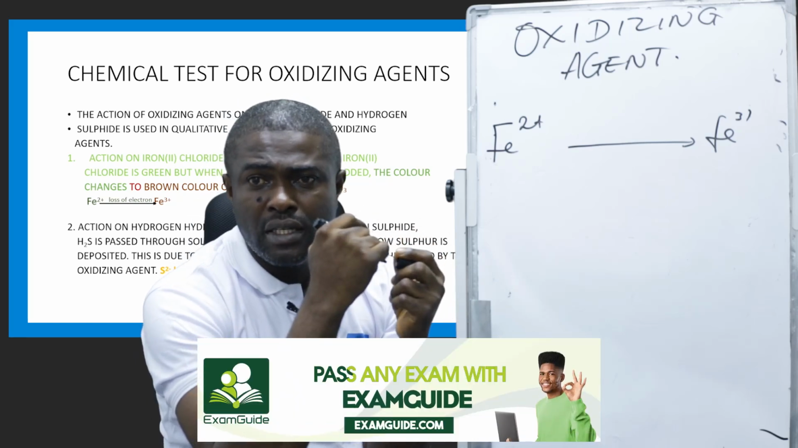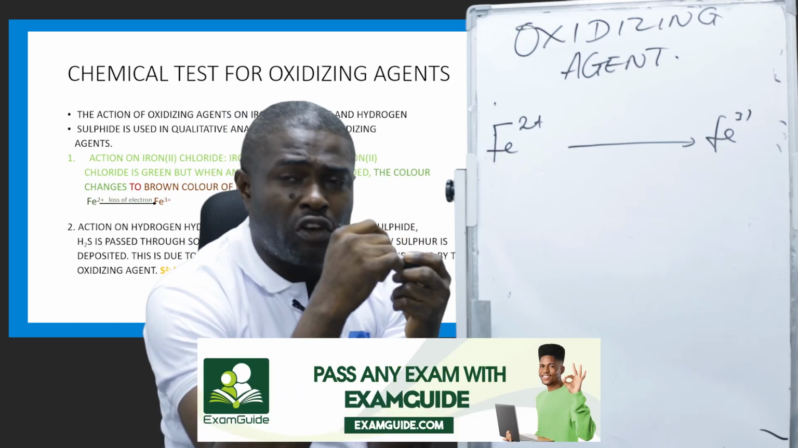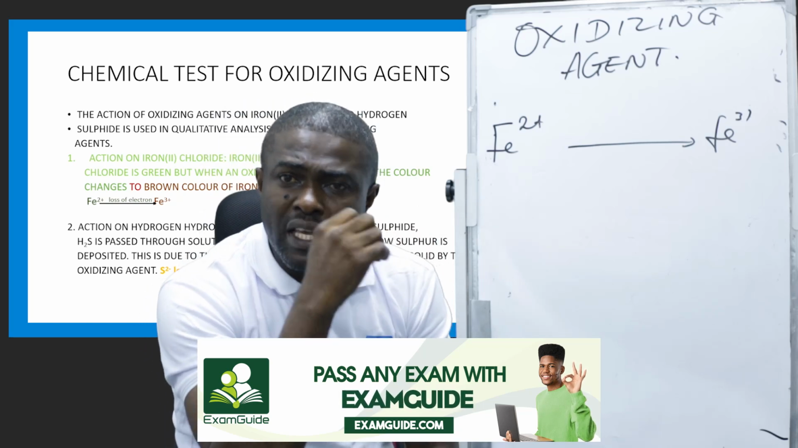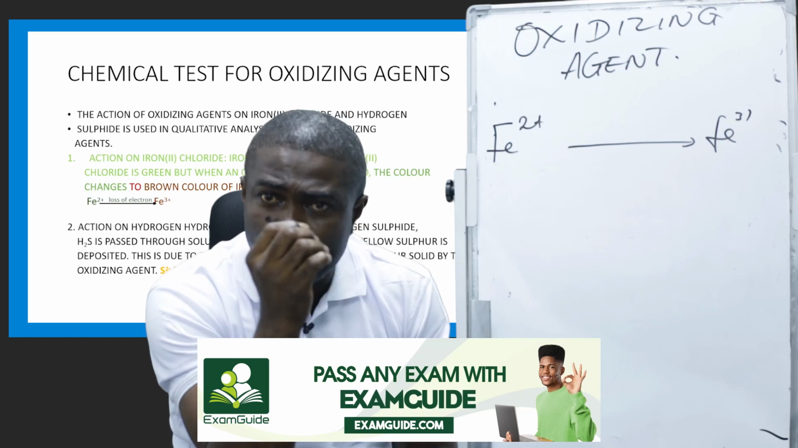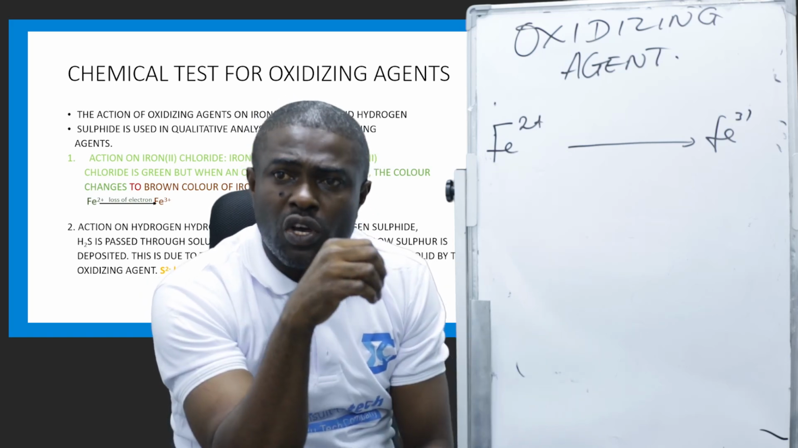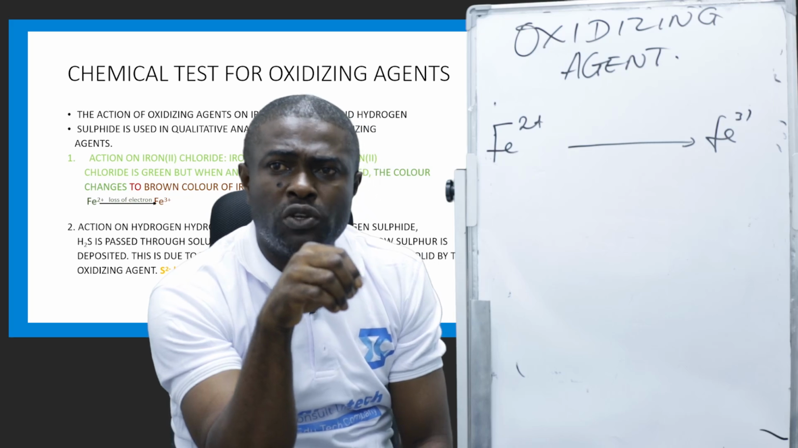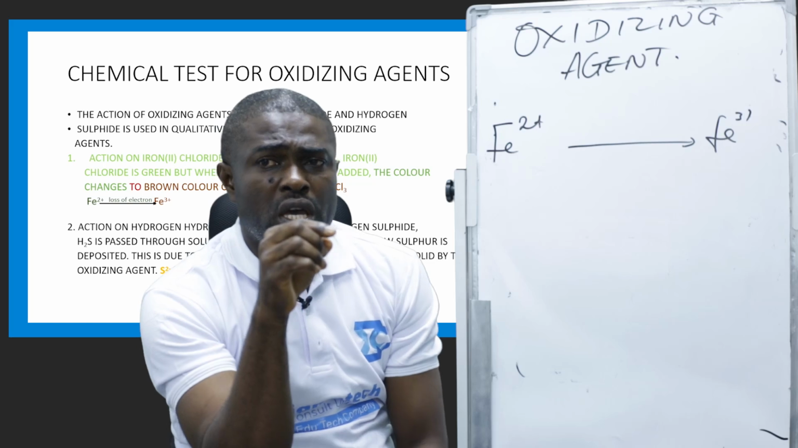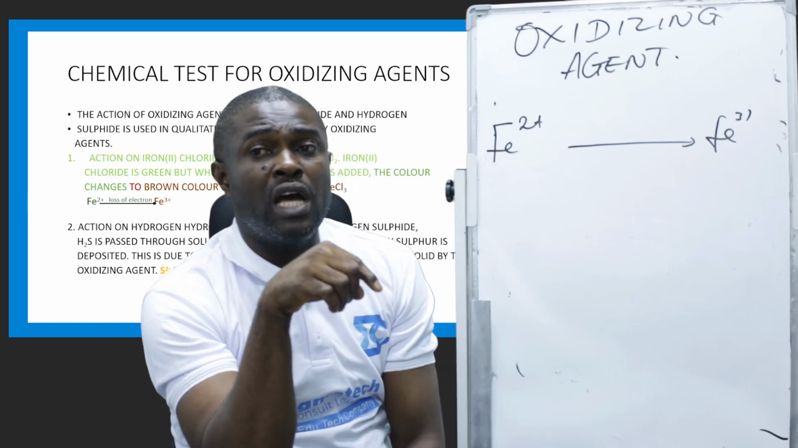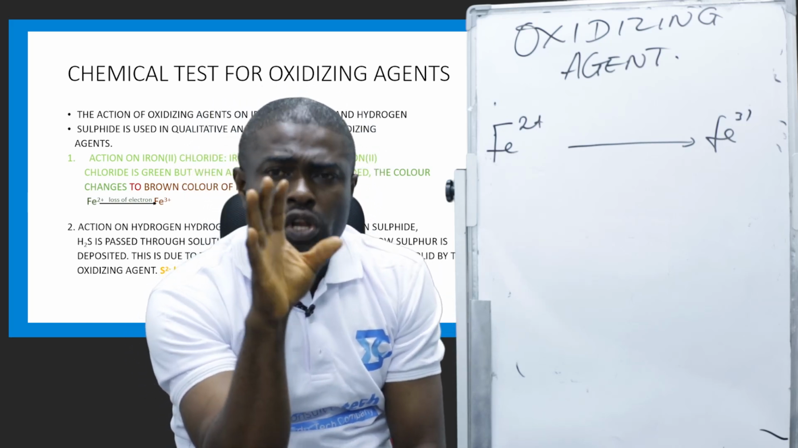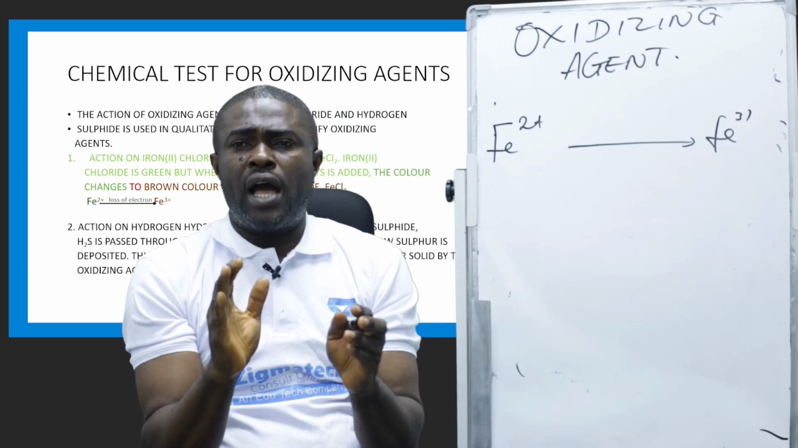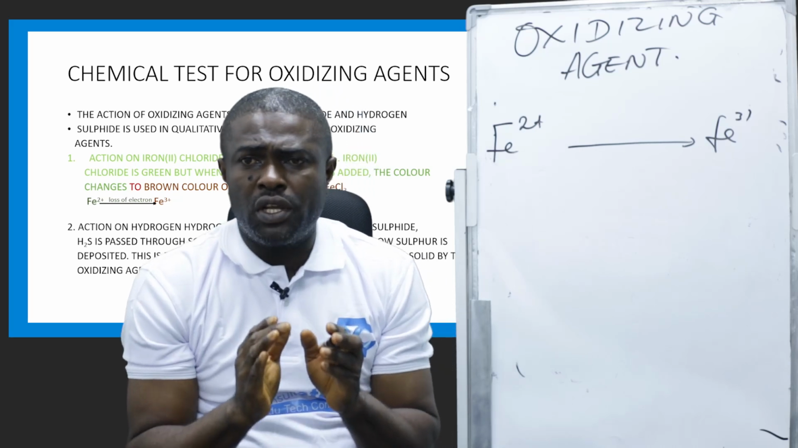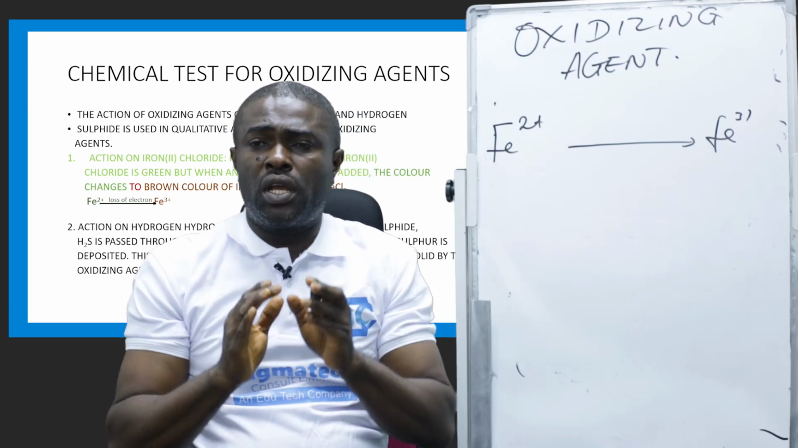Take note of that. If you make use of iron 2 to test for an oxidizing agent, what will happen? The oxidizing agent will oxidize iron 2 to iron 3. It will cause the iron 2, which is a reducing agent, to become iron 3. The color is there to help you. Iron 2 chloride is dirty green in color, while iron 3 is reddish brown.